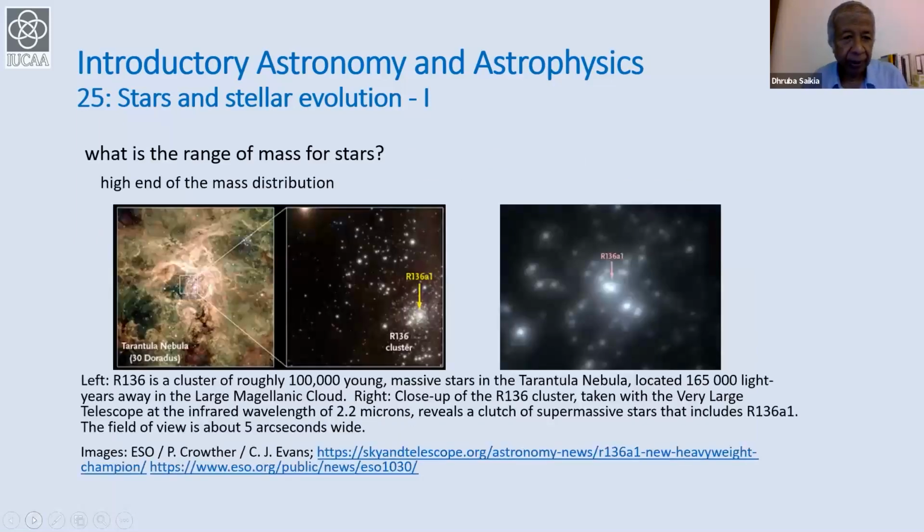Okay. Now then you can ask yourself, what is the high end? How high can it get? This is the Tarantula Nebula, also called 30 Doradus in the Large Magellanic Cloud. And there's a very rich cluster of massive stars called R136. This is an image on the right of the R136 cluster taken with the Very Large Telescope, the VLT of the European Southern Observatory. It has been taken at an infrared wavelength of 2.2 microns so that you can get through the dust and see all the stars. And there is a clutch of supermassive stars, out of which R136A1 is the highest.